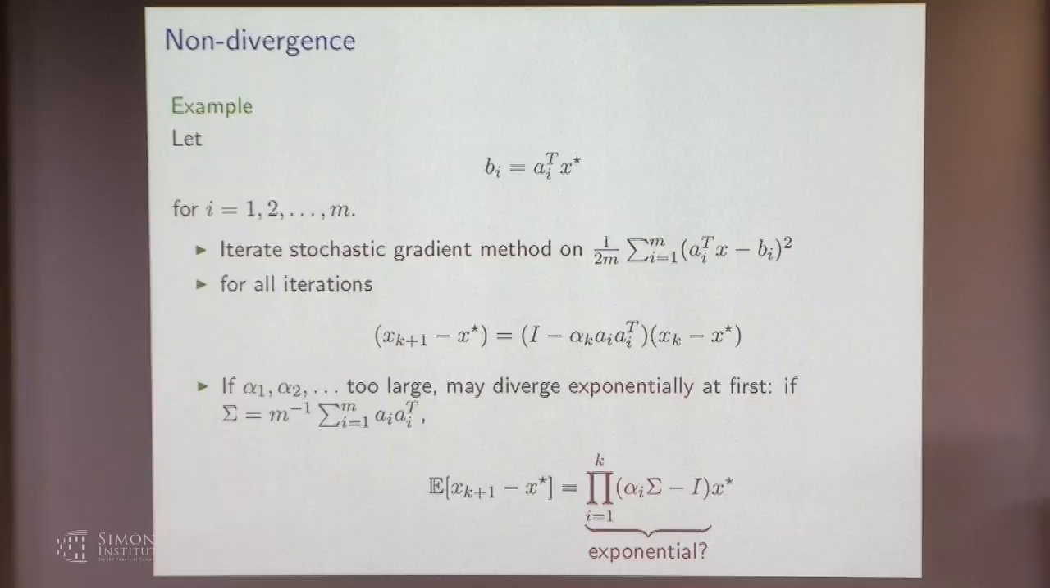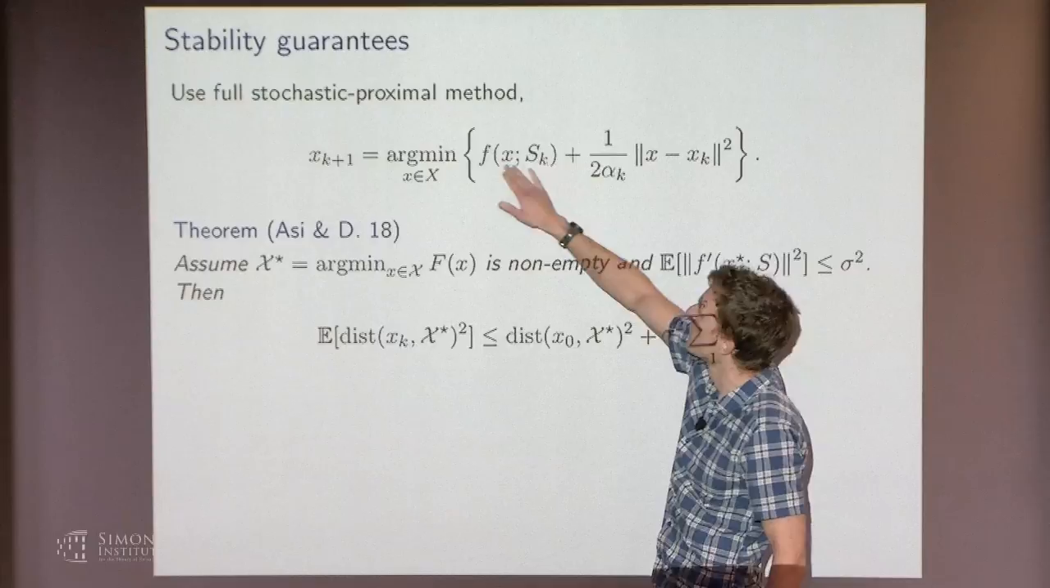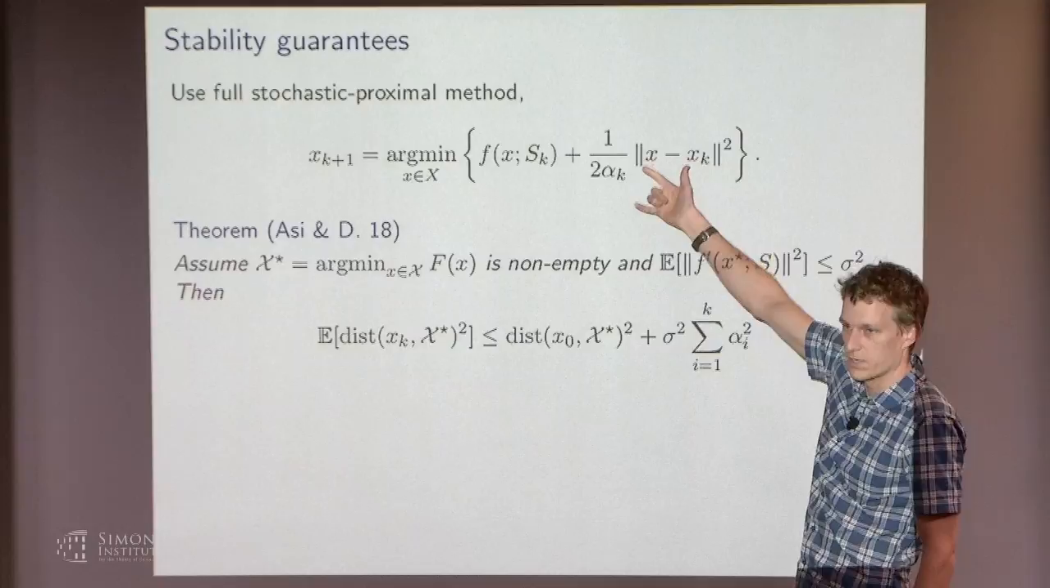Okay, so let's put the lid on this and try to figure out, can we avoid this? Here's a theorem that I find personally satisfying. If you use this full stochastic proximal method, so remember this is, I draw a random sample and then I just minimize the single observation function plus a quadratic. Often this is a simple one-dimensional type optimization problem. They're not super hard to solve.